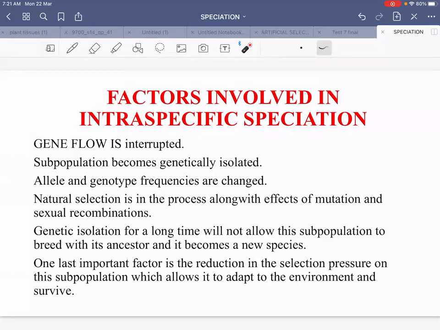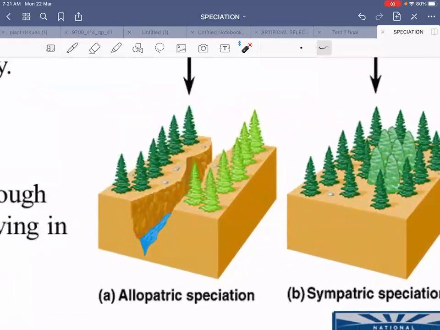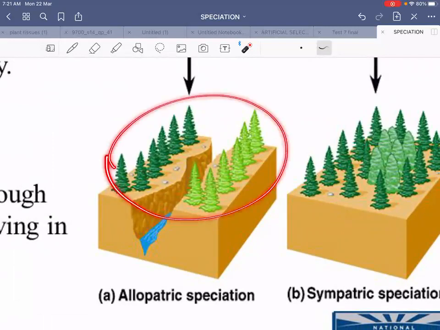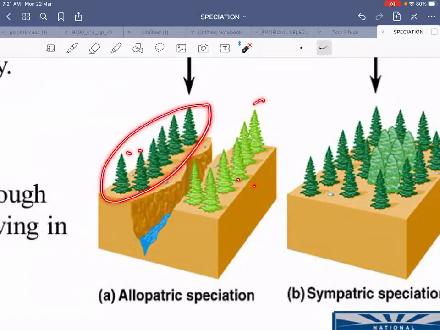Okay? For example, if we take into account this kind of speciation, I would say that initially all these trees were living together. A river separated them. Because of that, the gene flow was interrupted. There was no gene flow. The allele and the genotype frequencies changed if this goes on for a very long time. Random mutations will take place. Since they are geographically separated, the selection pressures acting on this population will be different, whereas the selection pressures acting on this population will be entirely different.